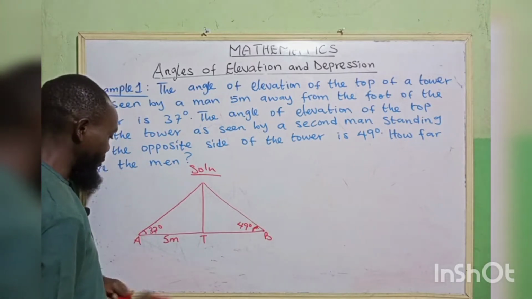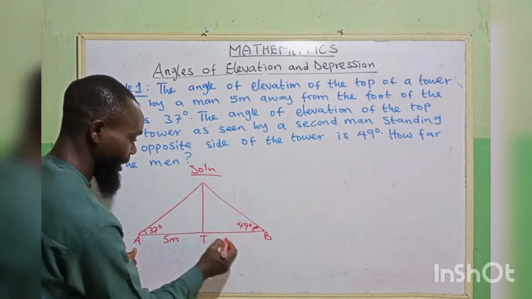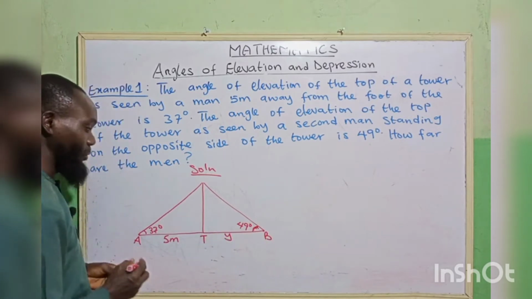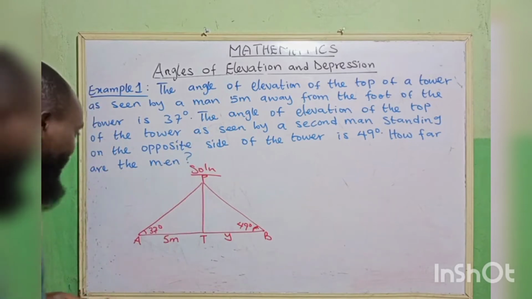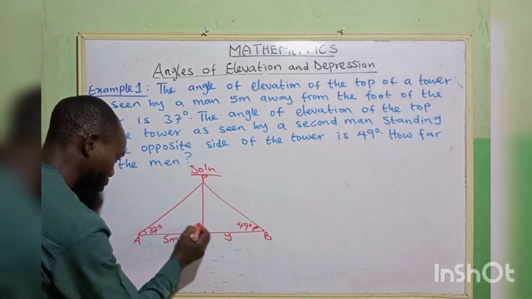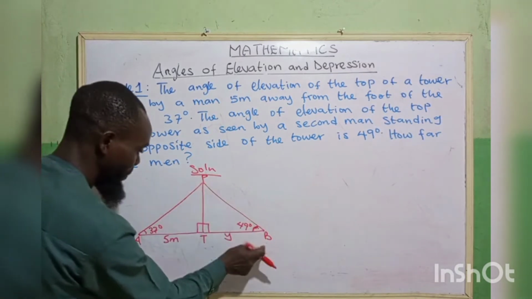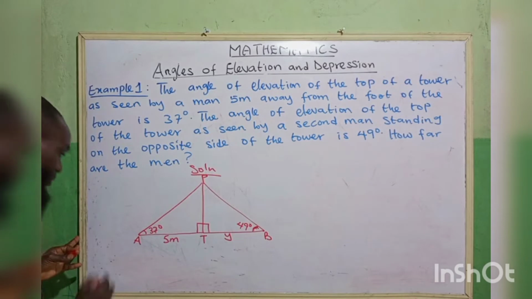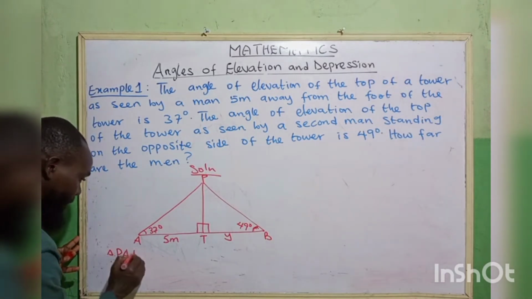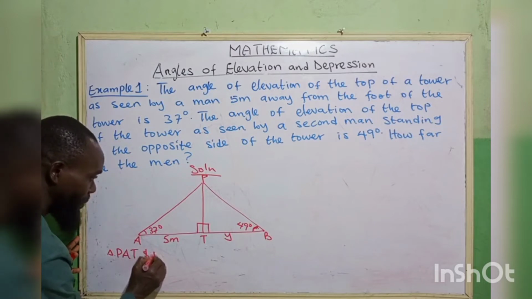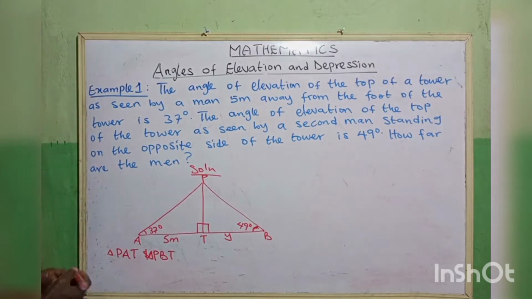And don't forget, we have the distance of A to T. So, we don't know T to B. Let's call it Y. Now, if you look at this, let's call this point P. We have two triangles here: triangle PAT and triangle PBT. That is the triangle that we have. Triangle PAT and triangle PBT. These are the two triangles that we have here.